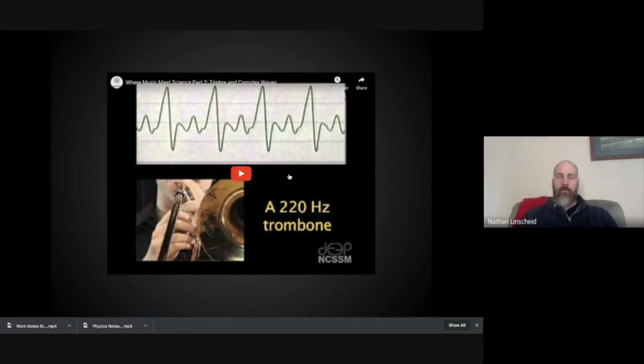This is another very good explanation of how harmonics are put together. They use different instruments, and you can see the waveforms. It's about 10 minutes long. But again, I think it's pretty interesting.